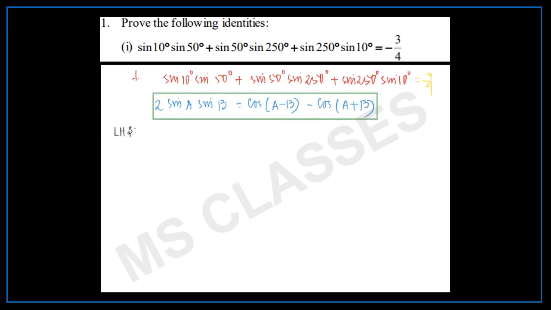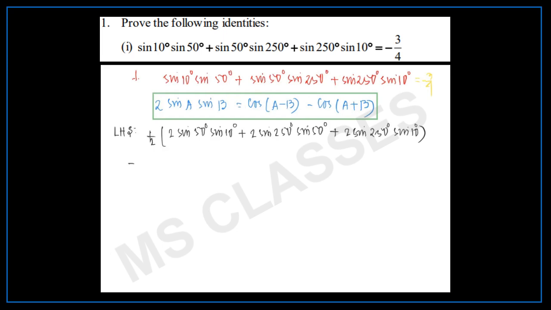In the given expression, 2 is missing, so we divide by 2 and multiply by 2. We write 2 sin 50 sin 10 plus 2 sin 250 sin 50 plus 2 sin 250 sin 10. Okay. Now after that we can apply the formula here. These are all in degree measure.